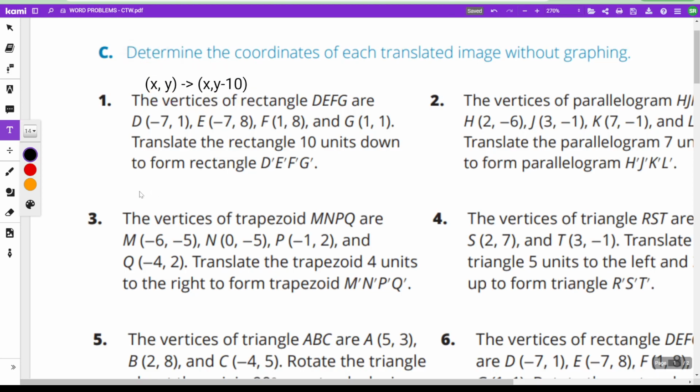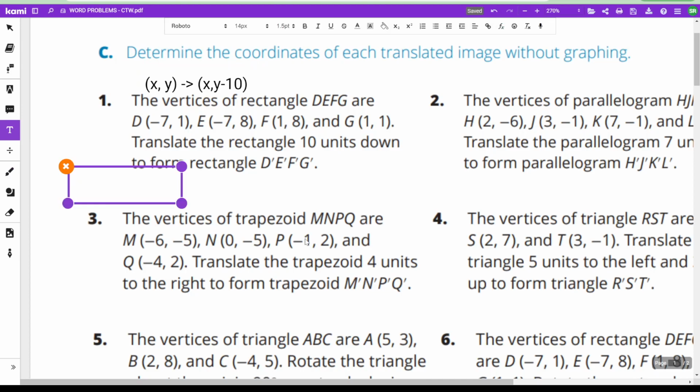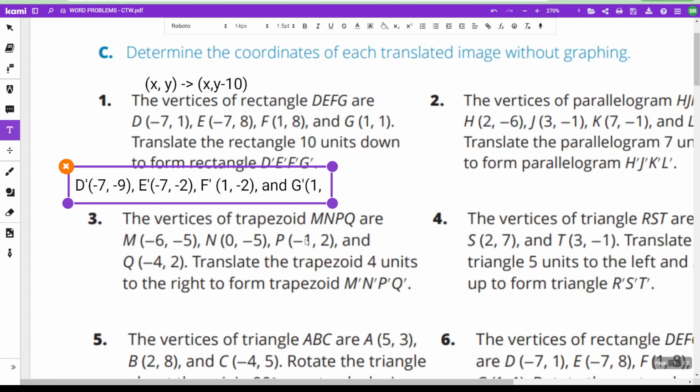Okay, so let's see what that does to our coordinates here. So d prime, -7 is going to stay the same. From our y coordinate, we're going to subtract 10, so it's going to be 1 minus 10, that's -9. Okay, e prime, -7 stays the same. Then we do 8 minus 10, that's -2. F prime, 1 stays the same. 8 minus 10 is -2. Okay, and g prime, 1 stays the same. 1 minus 10 is -9, and so that's going to be 1, -9.